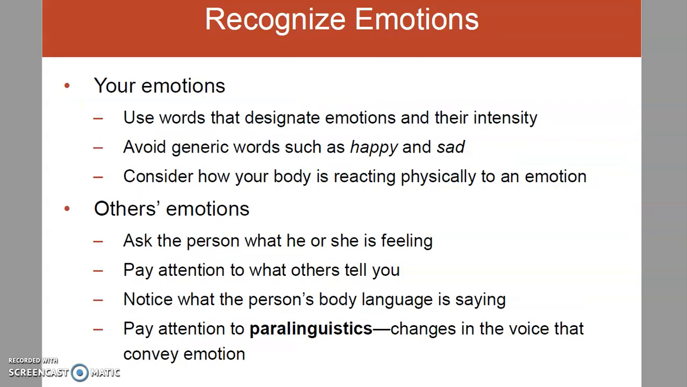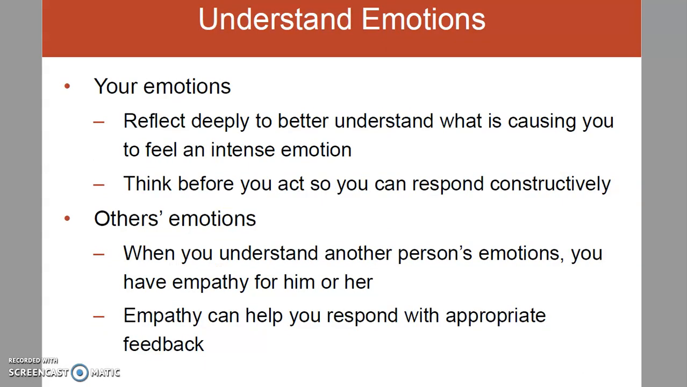So first, recognizing emotions, you need to be able to use words that designate your emotions. With others, you need to ask the person what they're feeling, notice their body language, just as you would notice your own body and how it's reacting physically to an emotion. So again, recognizing emotions in ourselves, using words to identify them, and being aware of how our body is reacting. And then the same thing with others, being able to identify what the other person is feeling, including noticing that person's body language. The second step is understanding emotions.